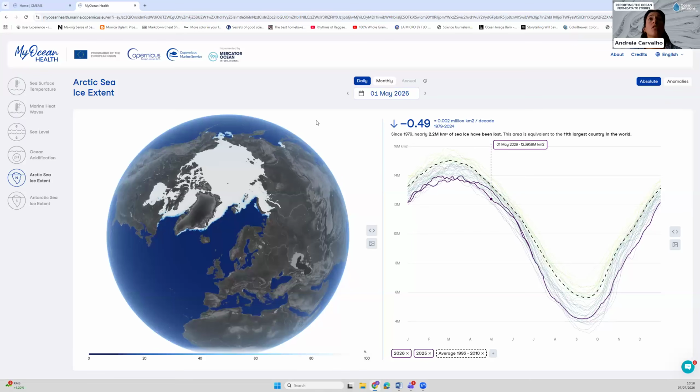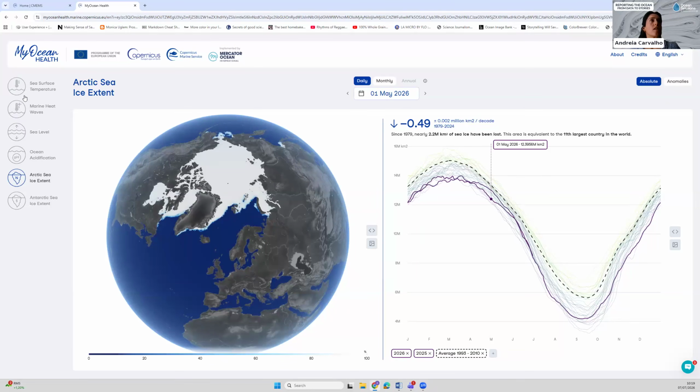Also, a very interesting feature of My Ocean Health, which we hope you will be able to use, is that you can not only check the information directly displayed on the graph, of course, but also download images of both the globe and the graph. And you can also embed, so integrate, each of these components, the globe and the graph, in a web page. So if you're preparing any online resource, you can definitely integrate that in your resources as well.